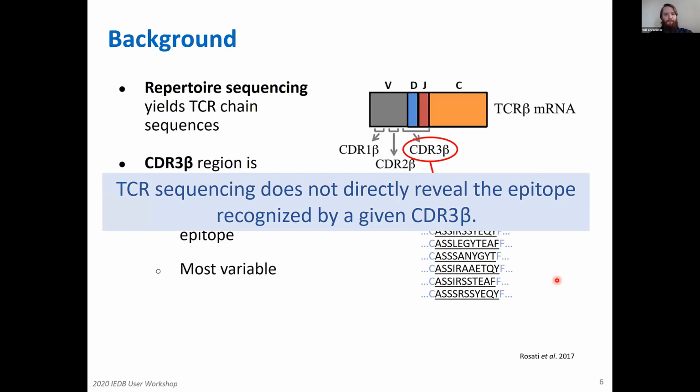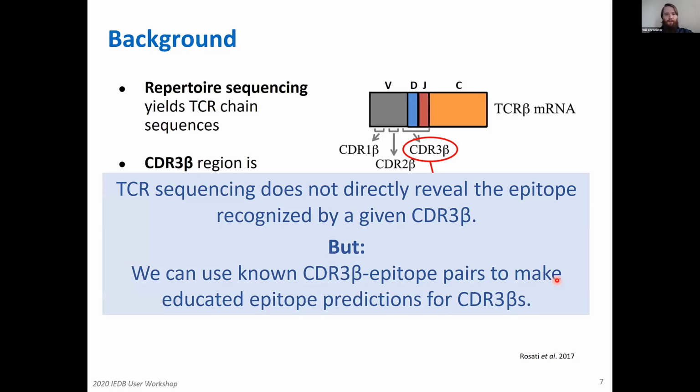Despite all of this, TCR sequencing doesn't reveal the epitope that's actually recognized by the CDR3 beta, which is an important point. So you can run other experiments that help figure out what the epitope is in parallel to sequencing TCRs or prior to sequencing TCRs. But the sequencing itself will not tell you what the epitope is that the CDR3 recognizes.